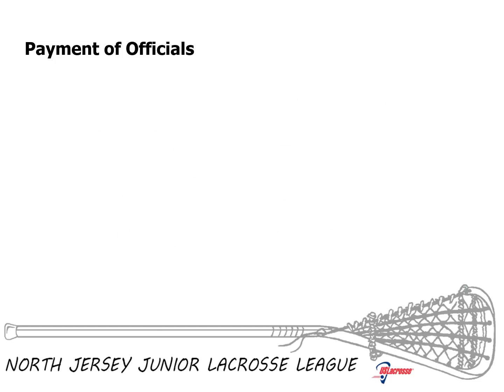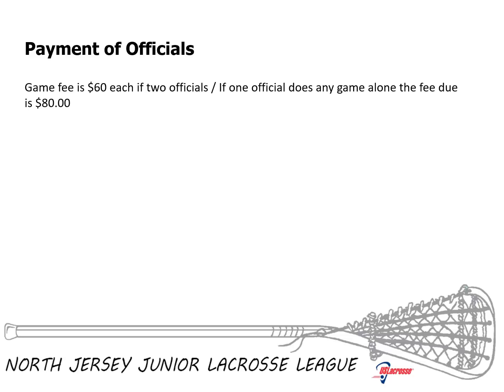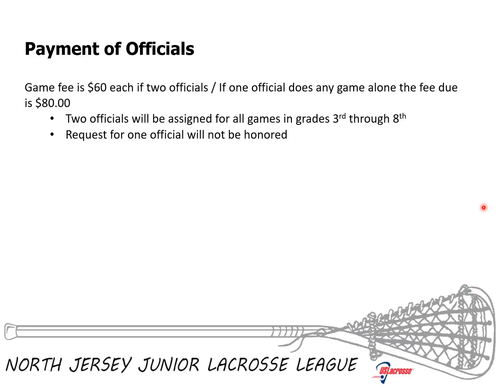Some quick notes about payment of officials. Officials get $60 each if there are two officials on the game. They'll get $80 each if they work alone. The only time an official should work alone is in a 7v7 third grade game. So two officials will be assigned to all games 3rd through 8th grade that are 10v10. Requests for one official will not be honored. The only time you'll get one official is in a 3rd grade 7v7 game. Requests for specific officials will never be honored.